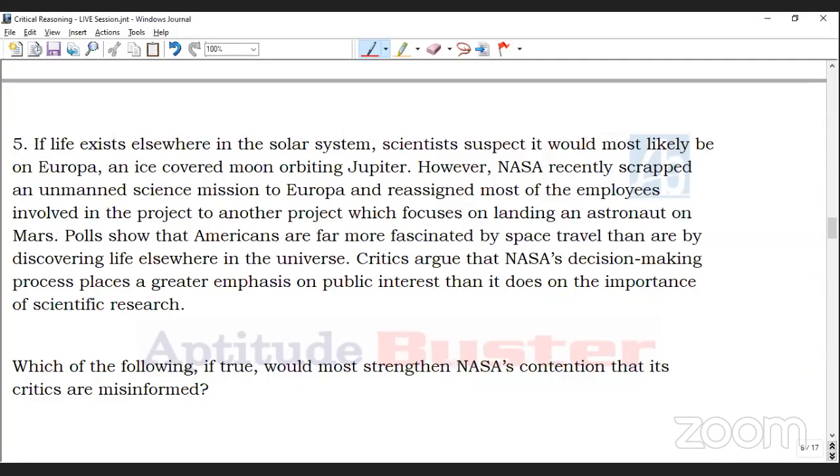And you could understand NASA is interested in exploring life on Europa. And recently it has scrapped the mission. This is one part. First, you need to know what Europa is. You connect it to the logic, you would understand NASA is interested in exploring it.